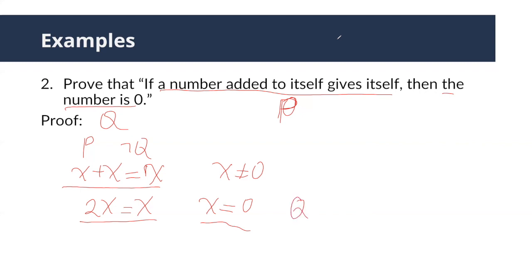However, you assumed not Q is true, but now you imply Q is true. So these two are a contradiction. So this is the first method.